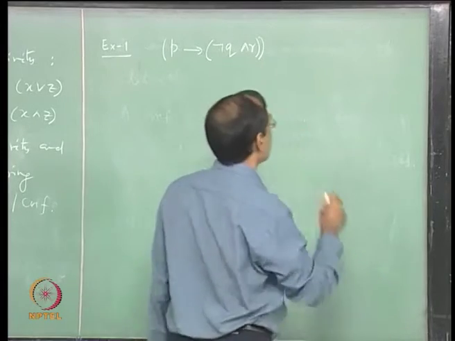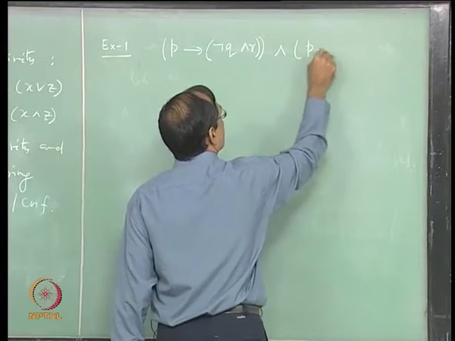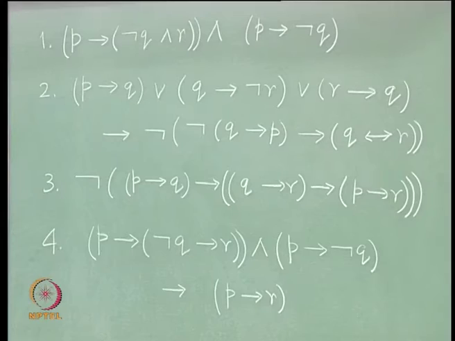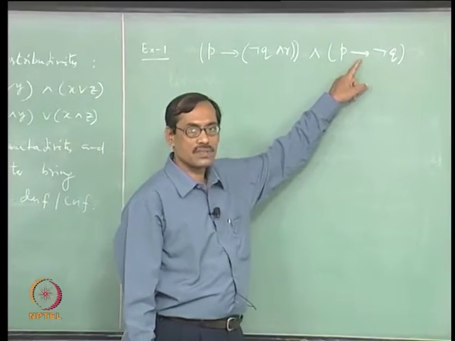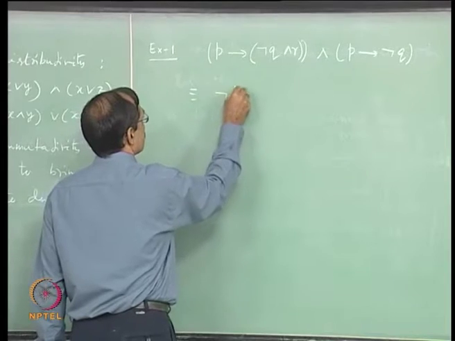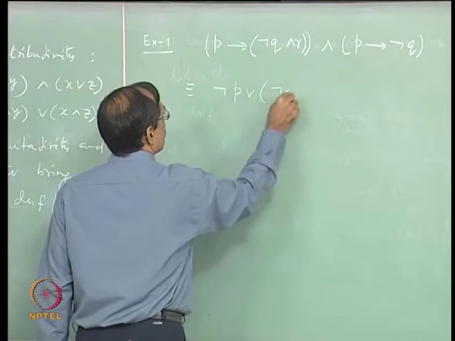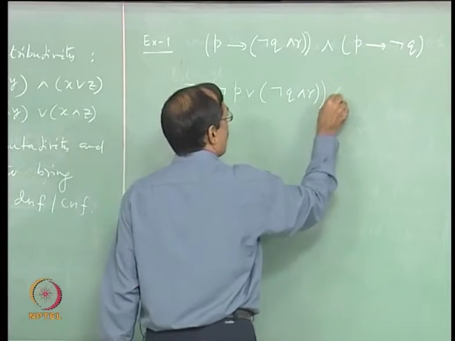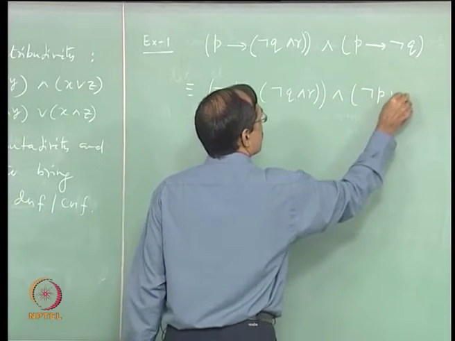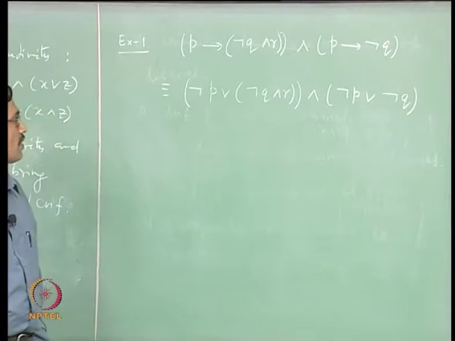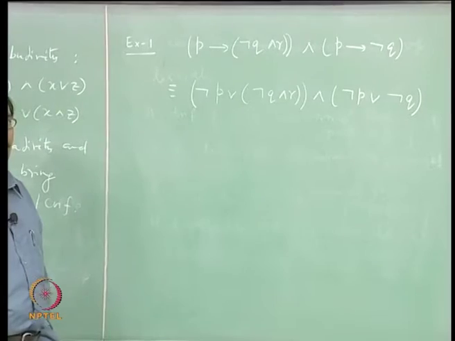And phi implies not q. So, it says first we have to eliminate these two occurrences of implies. So, this is equivalent to not of (p or not q) and r, and not p or not q. Okay.